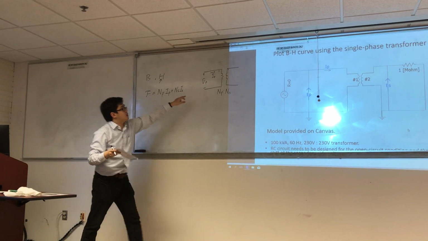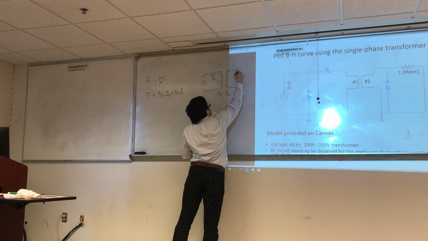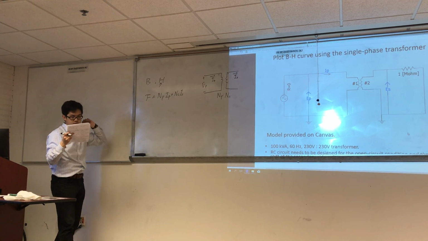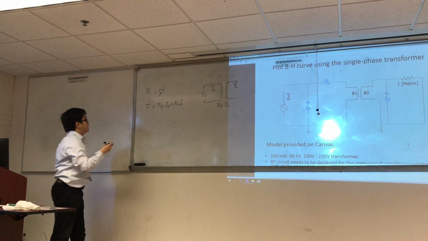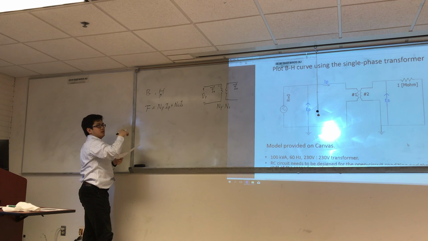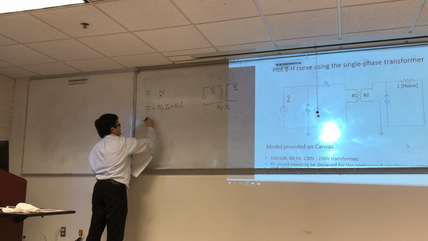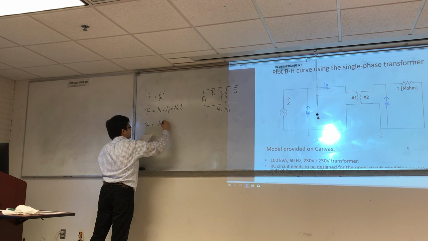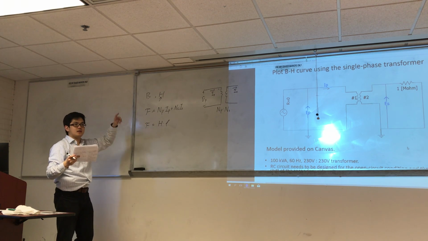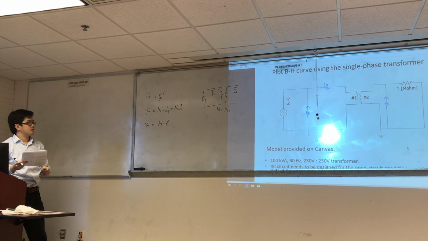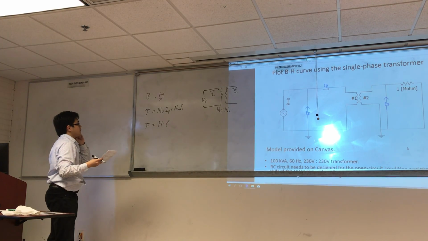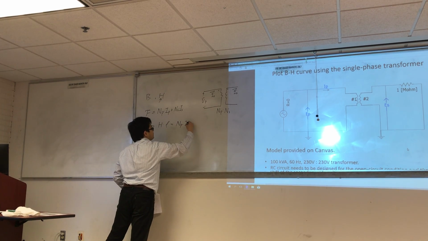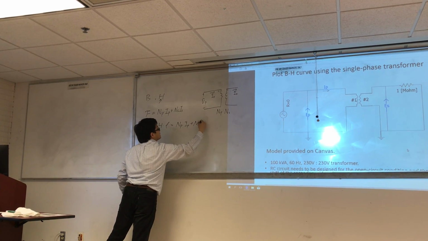Your IP and IS are your currents. IS is here. And your NP and NS are your turns ratio. And based on Ampere's law, your MMF also equals H times L. The L is the length of your magnetic circuit. H times L. You can find NP IP plus NS IS.